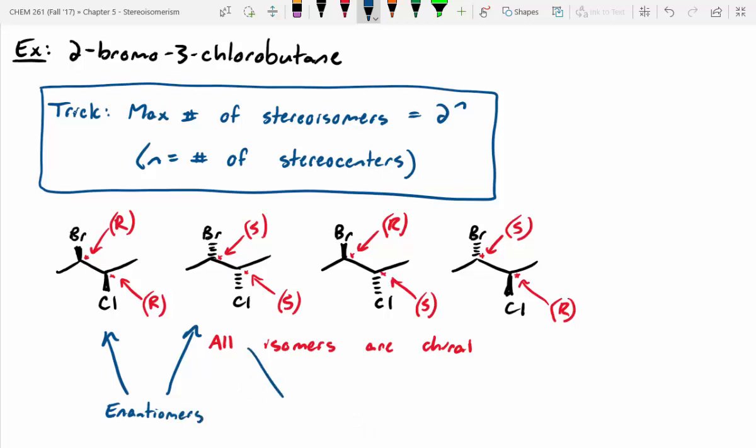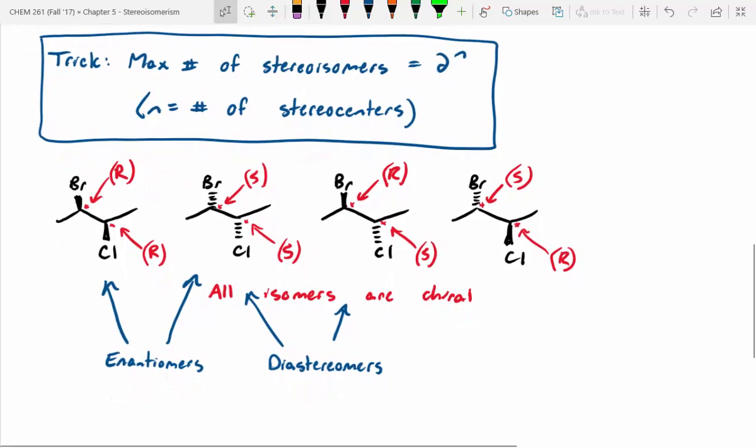All right, let's try the next two. What's the relationship between those? I would say they aren't mirror images anymore, right? So these would be diastereomers. We're not going to use cis or trans right now. We're just going to use enantiomers or diastereomers. All right, and then let's do the last two over here. What's the relationship between those last two? Again, enantiomers or diastereomers? Enantiomers.